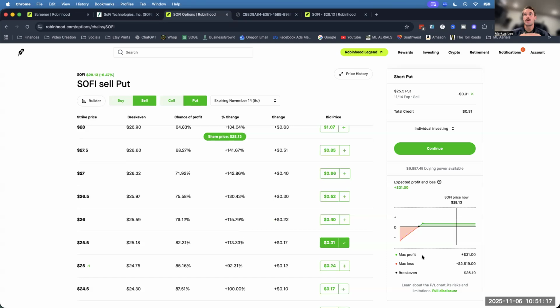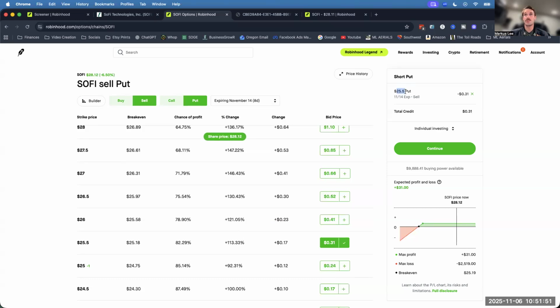In this case, this would not be a bad thing because then you would be able to do the second part of the strategy. So, one of two things can happen when you enter this position. Either you can be assigned on these shares, meaning the price of SoFi goes below $25.50 on this date of November 14th. That's not a bad thing. It does happen, and you are able to start selling covered calls. So that's scenario one.